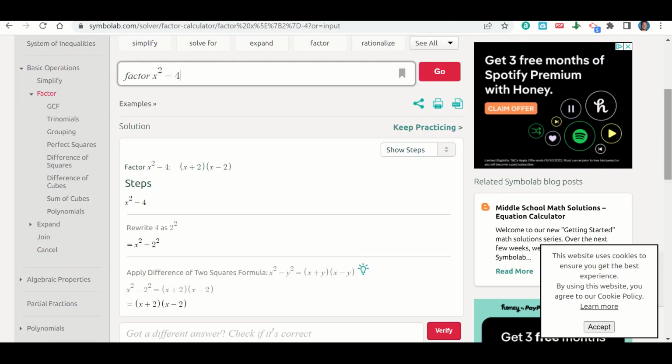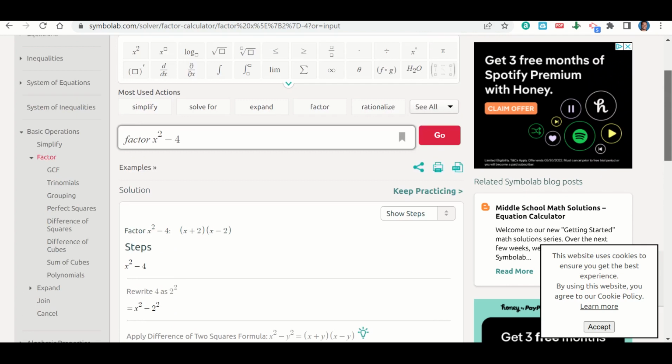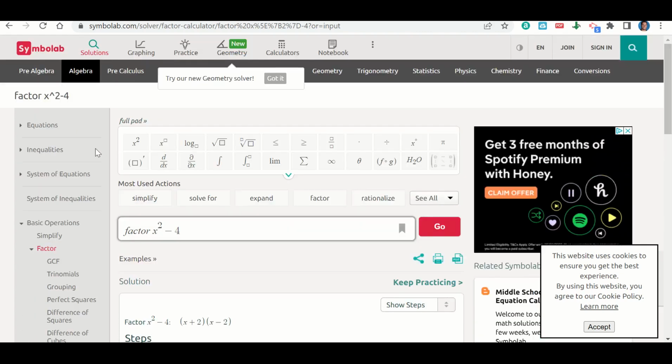So when I do that, it gives me the answer down here at the bottom, x plus 2 times x minus 2, and it shows me the steps of how I can get there. So this is one way to check your work to see if you did your work correctly when factoring. So this is how Symbolab factor calculator can help you with your factoring.